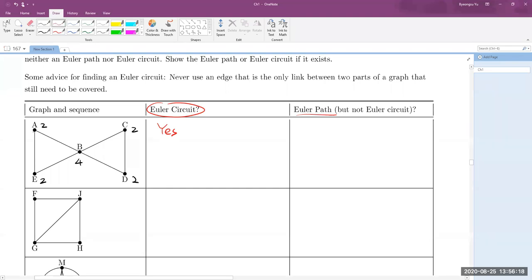So for example, you can just start with A, then go to E, then go to B next, and go to C next, and go to D next, and go to B again, and lastly, go back to A, right? So that's one of the Euler circuits, and you can find more Euler circuits, right? However, an Euler path but not an Euler circuit does not exist in this case.